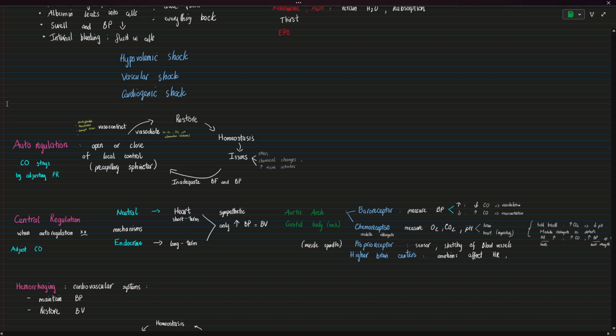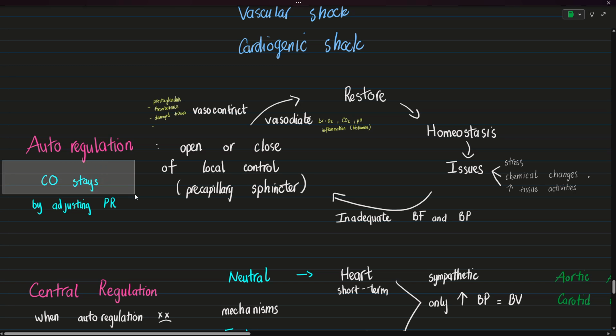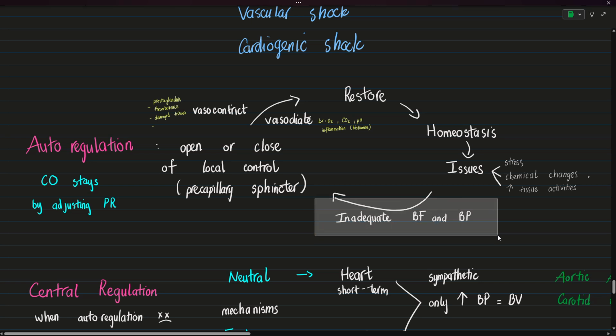And we have autoregulation. In autoregulation, the cardiac output stays the same and it changes the peripheral resistance. So when you have issues with homeostasis, such as stress, chemical changes, or an increase in tissue activity such as exercising, you're going to need a lot of blood flow to supply the tissues. And if you have a lot of blood flow, it means you have an increase in blood pressure.